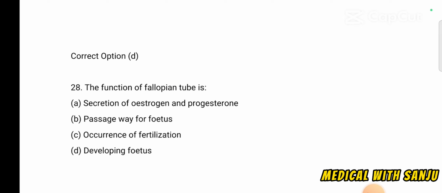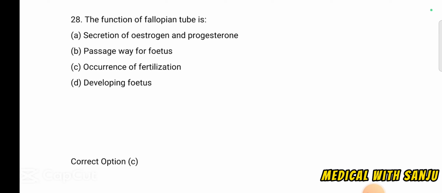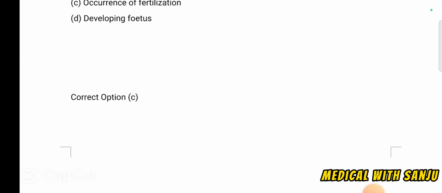Question number 28. The functions of fallopian tube is option A secretion of estrogen and progesterone, option B passageway of fetus, option C occurrence of fertilization, and option D developing fetus. Occurrence of fertilization is the main function of the fallopian tube. Option C. The other functions of the fallopian tubes are conveying the fertilized ovum or zygote, not fetus, from ovary to uterus, and spermatozoa from the uterus toward the ovary. It provides a site for fertilization.